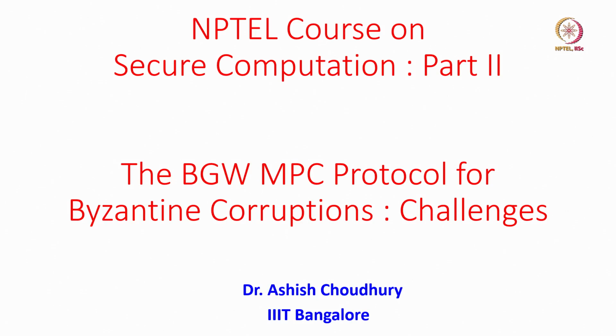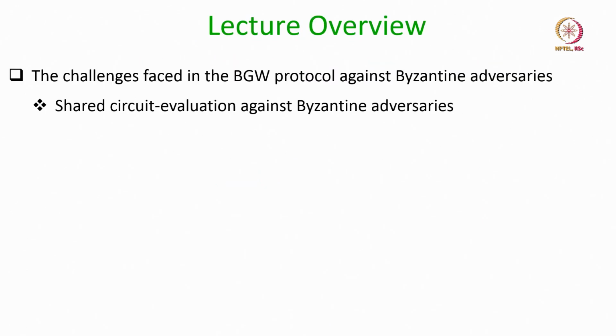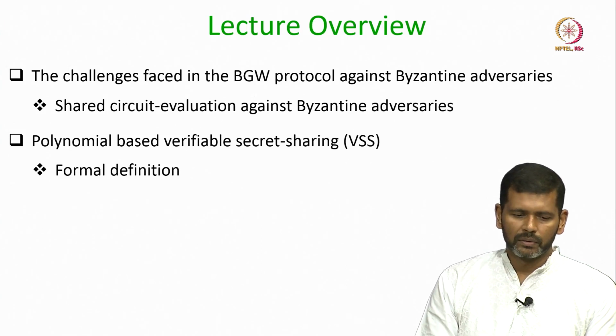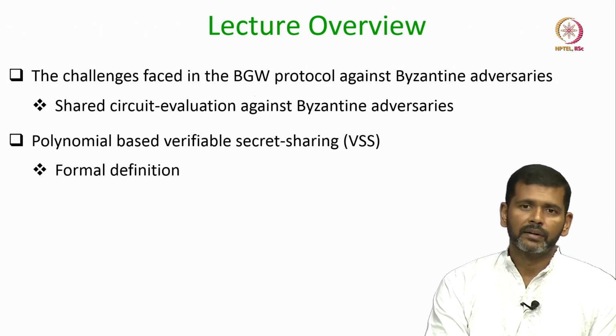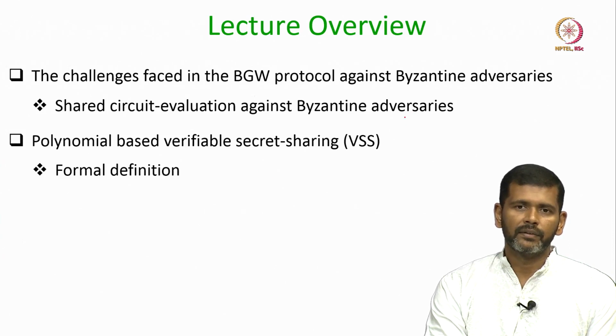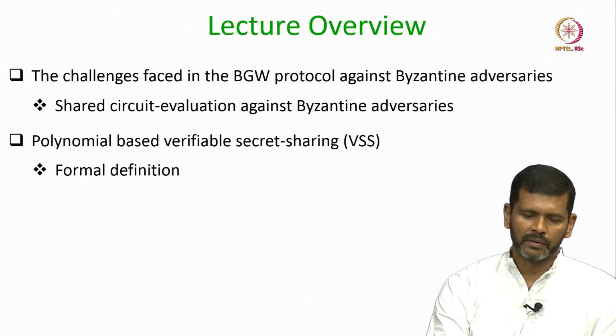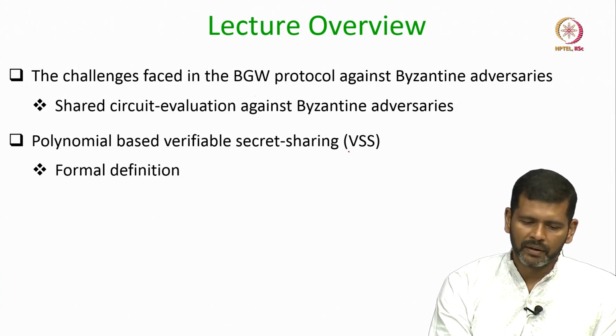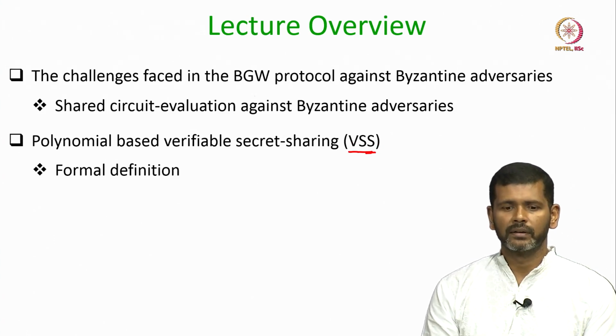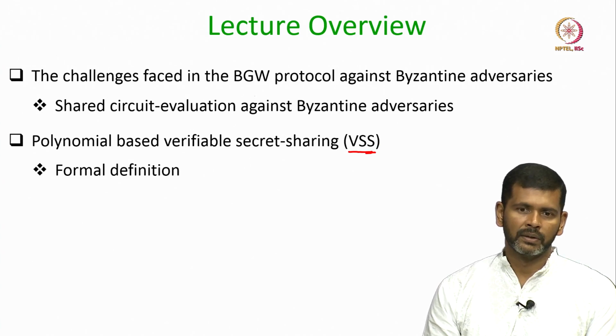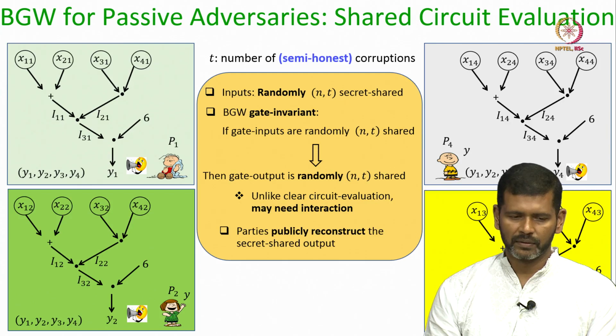So, in this lecture we will see what are the challenges we face when we run the BGW MPC protocol against Byzantine corruptions. After we introduce the challenges that we face while running the BGW protocol against Byzantine adversaries, we will go through the definition of verifiable secret sharing, which will be one of the main ingredients used later when we study the BGW protocol against Byzantine adversaries.